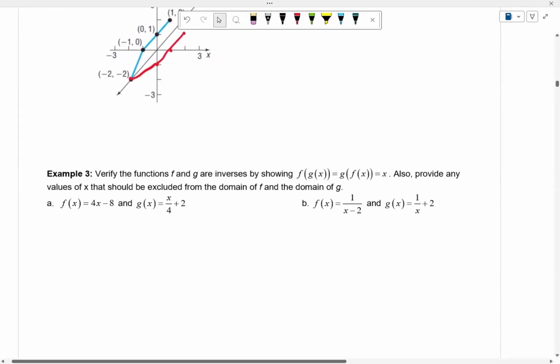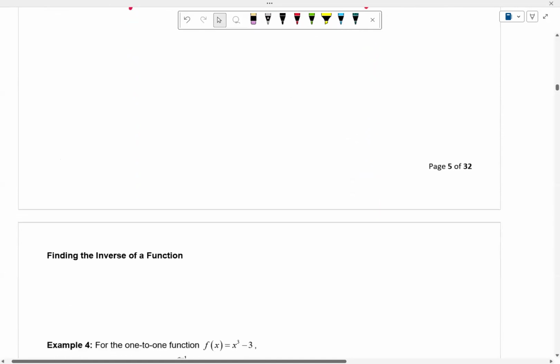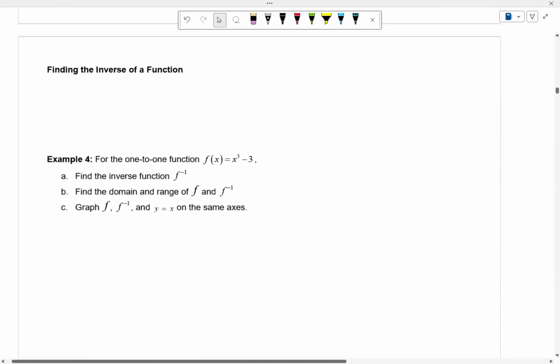Okay. Verify that these are inverses by showing, are they inverses? You check both of them? Okay. I just don't want to belabor the point.